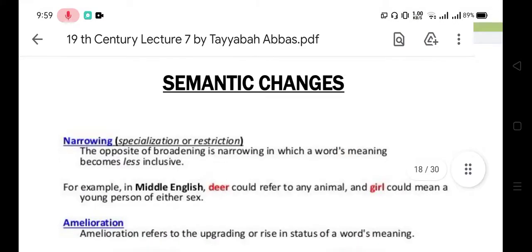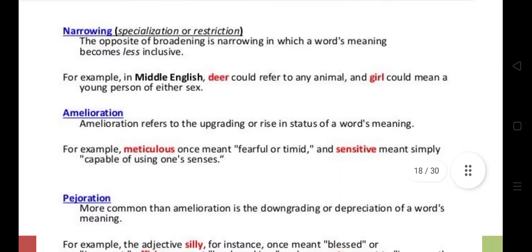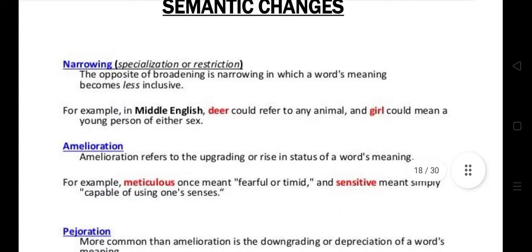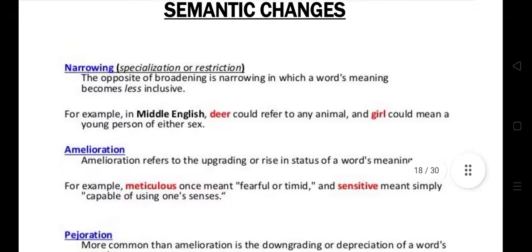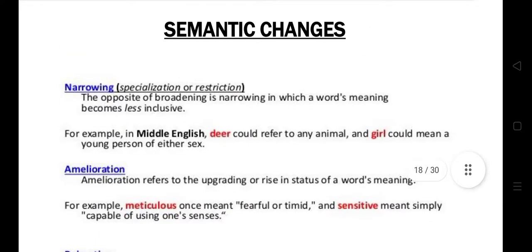In this video I am going to discuss semantic changes in language in the 19th century. I'll discuss semantic changes like amelioration and pejoration in detail. So let's get started. Semantics is the branch of linguistics which deals with the meaning of words. We'll see how the meaning of words changes with the passage of time in the English language.